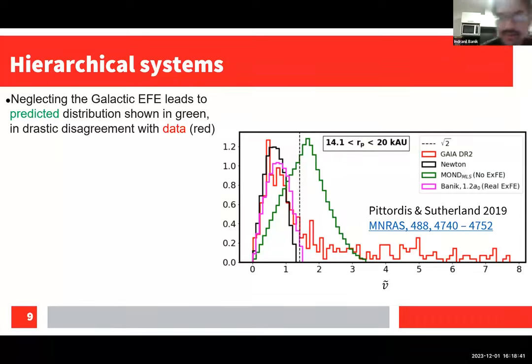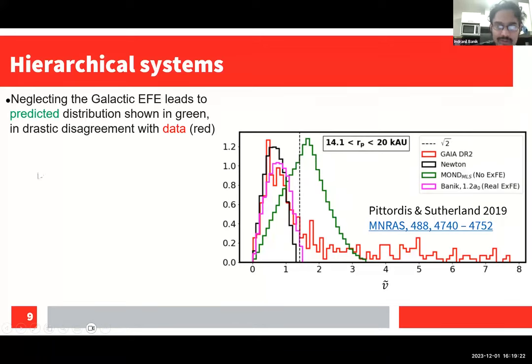Well, this is something we've been working on for a long time. This is a plot from the Pittordis and Sutherland 2019 paper, where you see the first real V tilde distribution that I'm going to show. That's in red, from Gaia DR2. The MOND prediction is in pink, but if you do the MOND prediction without the external field effect, in other words, you forget about the gravity imposed by the rest of the galaxy, you get the green prediction, which is completely incorrect.